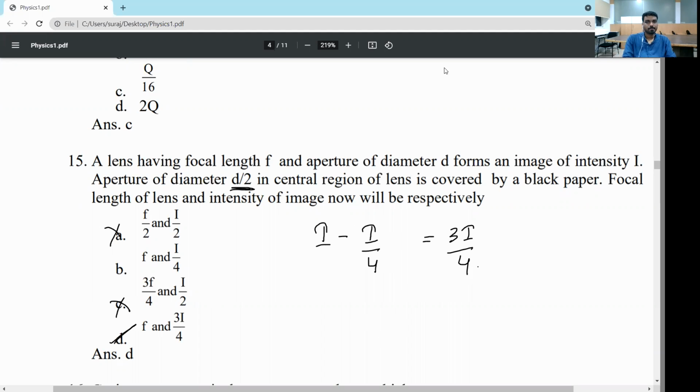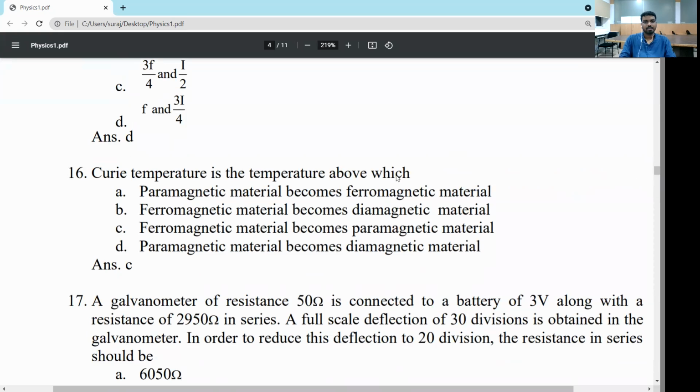Question number 16. Curie temperature is the temperature above which. So above Curie's temperature, what happens? A ferromagnetic substance becomes paramagnetic. No? Ferromagnetic substance becomes paramagnetic. That is the Curie's temperature, right? So option C is correct.